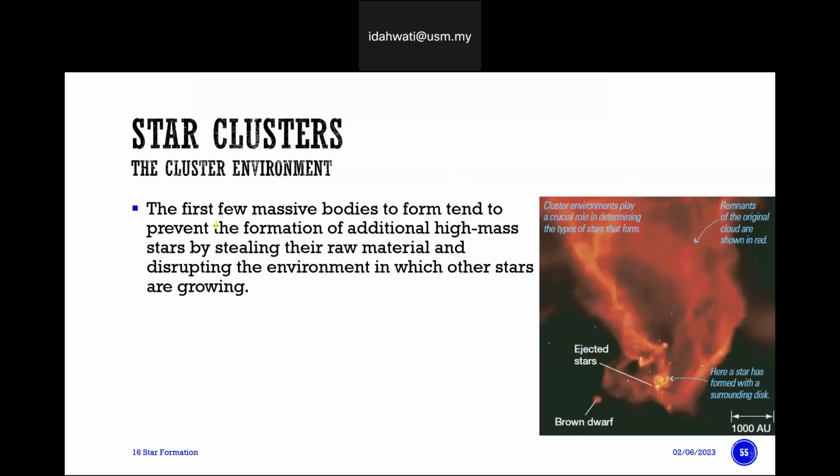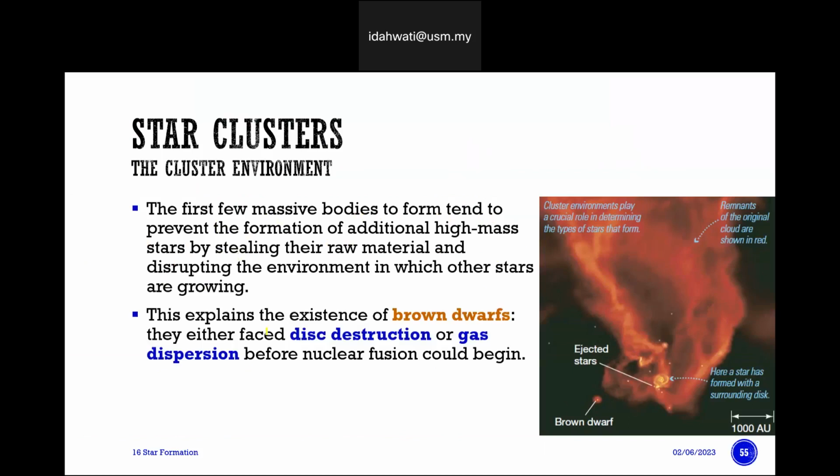The first few massive bodies to form tend to prevent the formation of additional high mass stars by stealing their raw material and disrupting the environment in which other stars are growing. This explains the existence of brown dwarfs, which either faced this destruction or gas dispersion before nuclear fusion could begin. Here is the brown dwarf, and we can see the ejected stars.